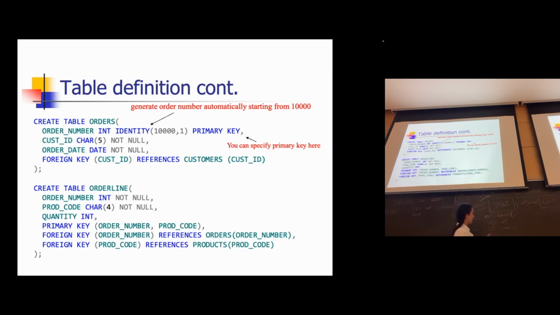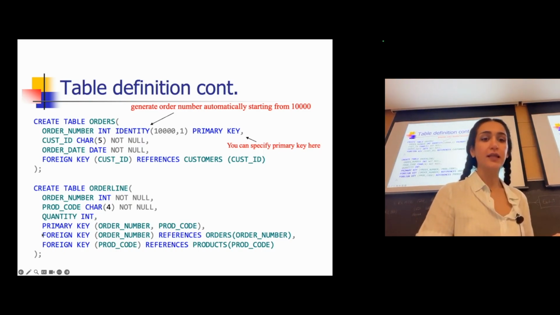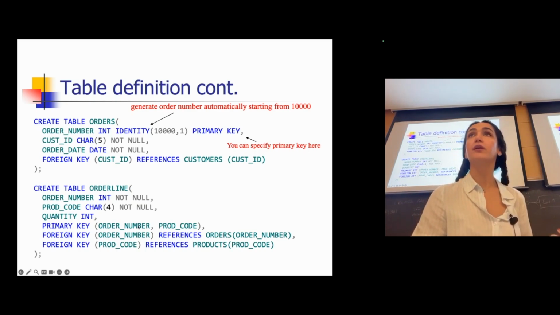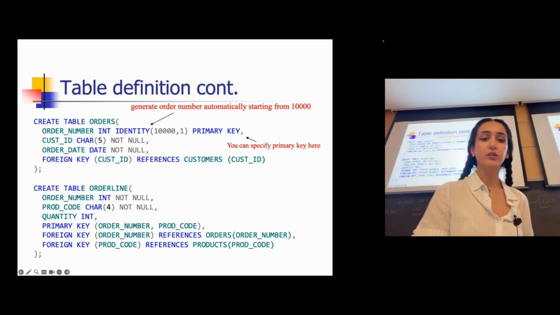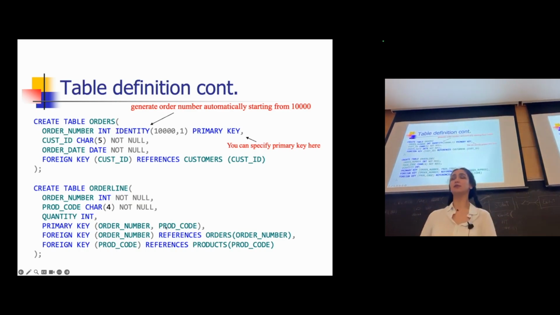So you have your primary key, which is a composite primary key, right? You have both the student ID and course ID as your primary key. And here you can see how we define a composite primary key. For example, order number and product code in this example are your primary keys. So this is how you define a composite primary key.